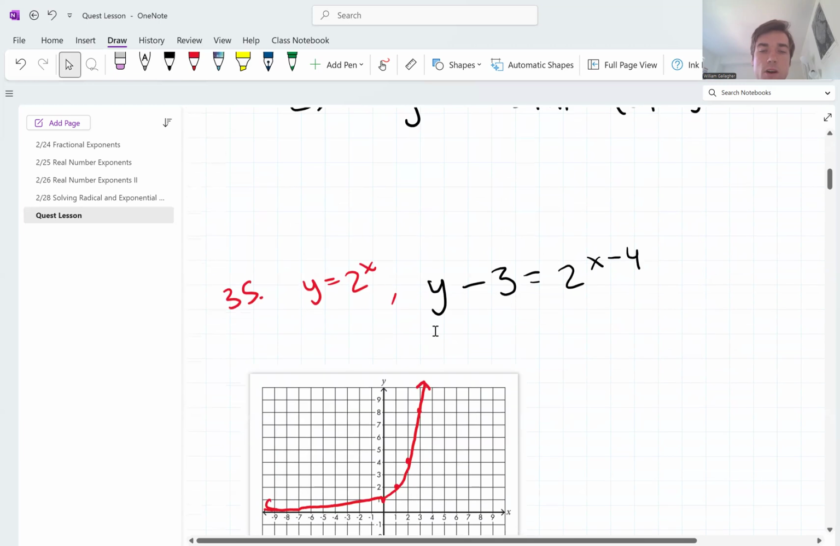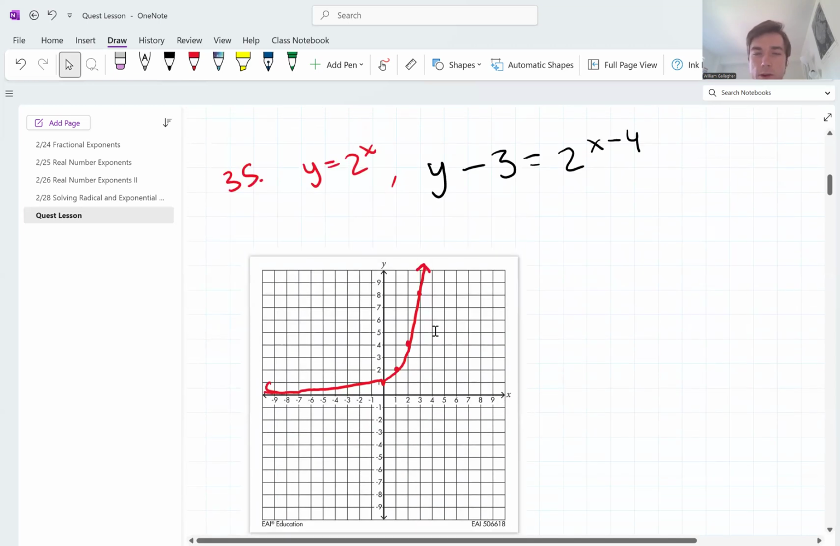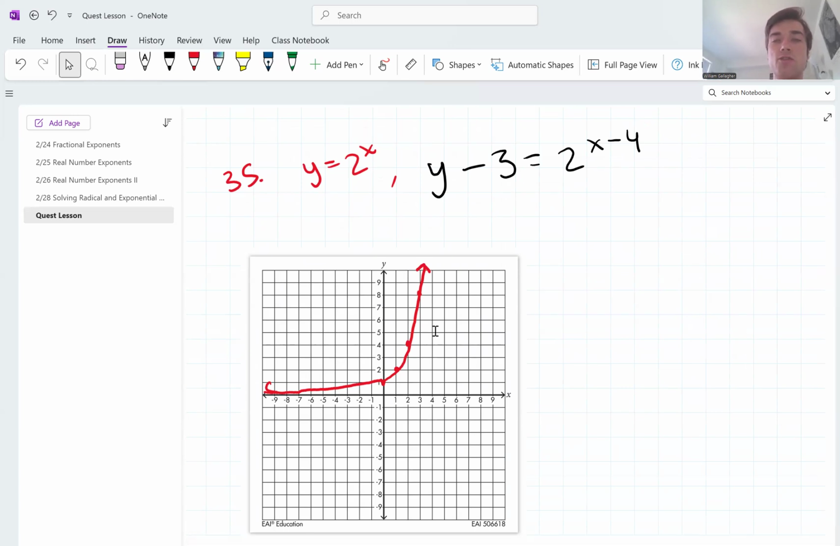Our next one, y equals 2 to the x, right? We're pretty familiar with that one, so I just stuck it on here. The hint on Moodle I said is that you should rearrange the second function. And so we get y equals 2 to the x minus 4 plus 3.